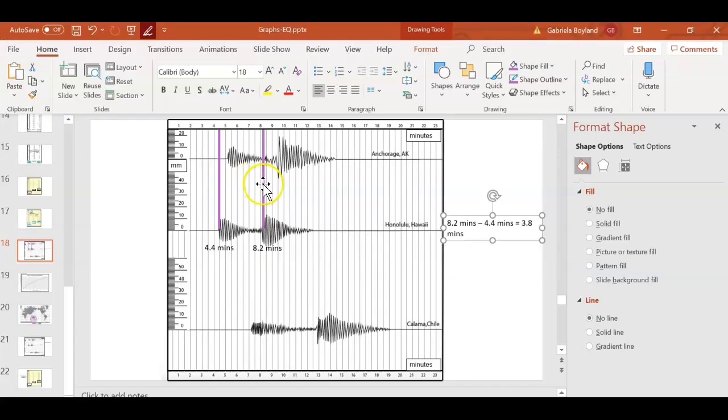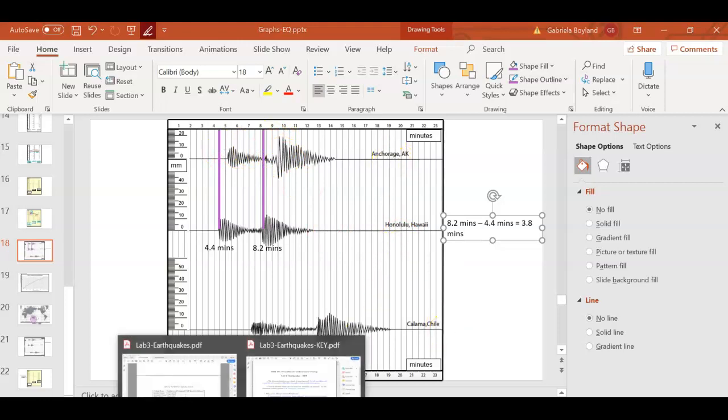So you're going to take these and basically measure where this falls, where this falls, where this falls, where this falls, and subtract the minute arrival from either one of those locations.